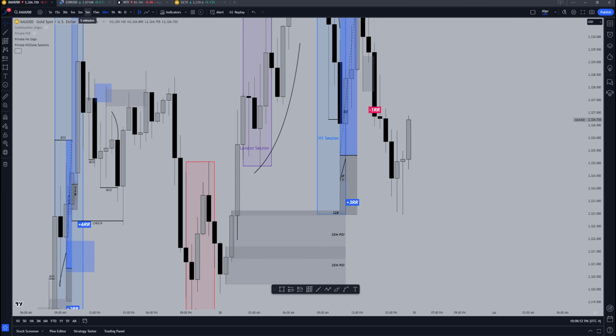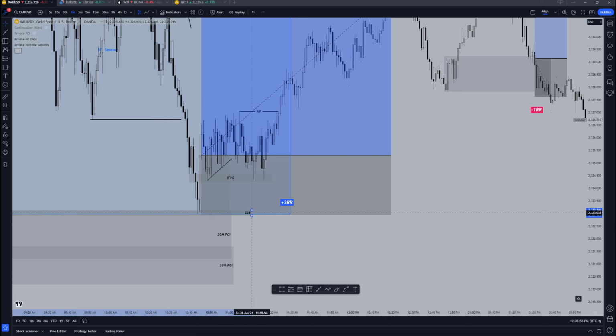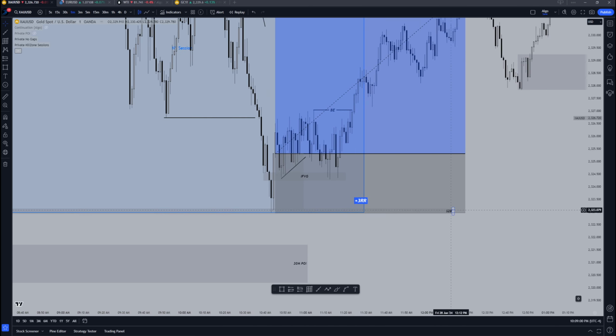But yeah, sell to buy, and look what happened, perfectly. Perfectly tapped into the sell to buy. You see how exact this is? Let's remove the 3-minute POI. Look how exact this is. It perfectly filled 100% of the sell to buy.